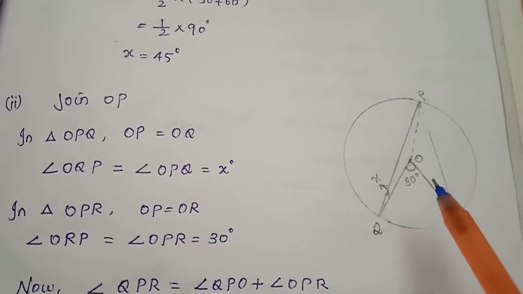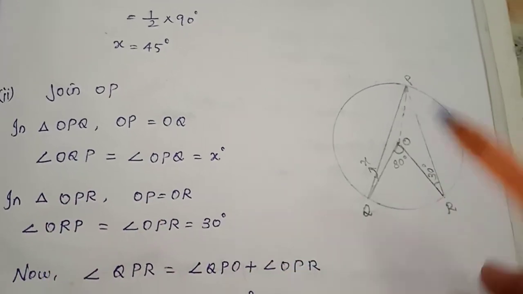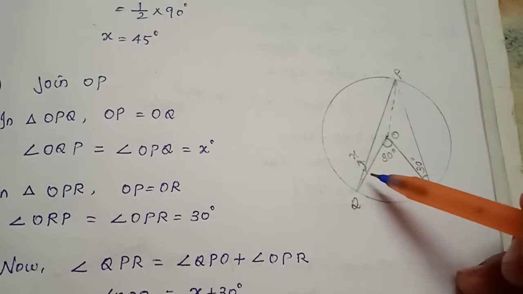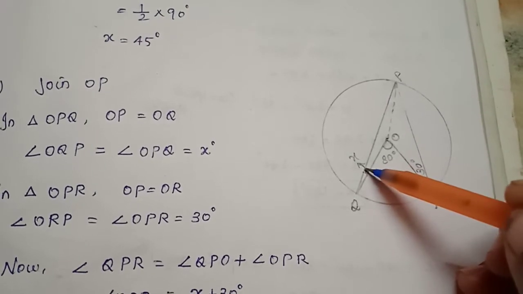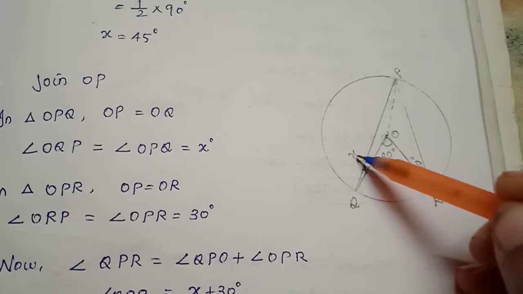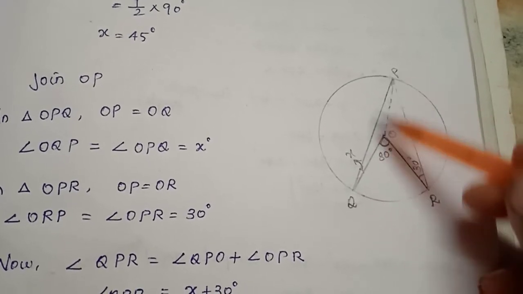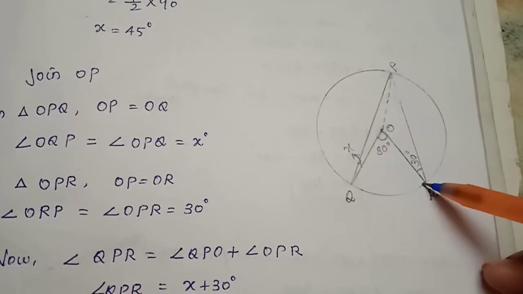Exercise 4.3, seventh question, the second option. Now we have to find the angle value of x. Here we have an angle of x. Only this angle is given, as well as this angle is given.